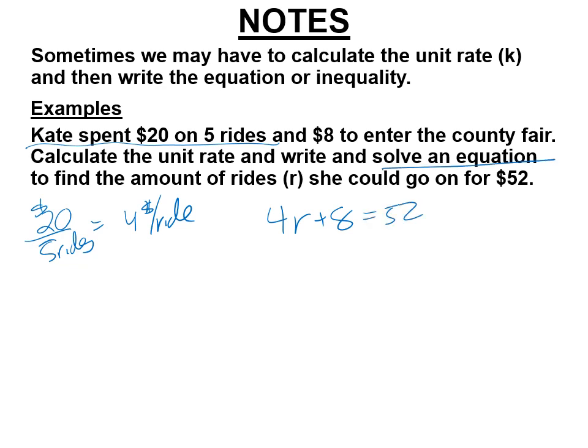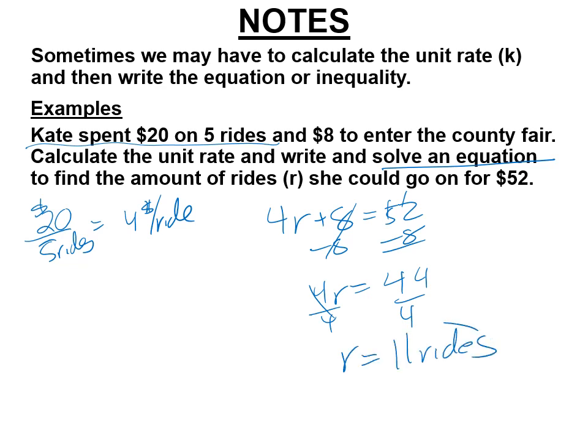We're solving an equation. So we've written it. Now we're going to solve it. What is 44? Yes, divide both sides by 4. Oh, so Kate here can go on exactly 11 rides. R for rides.